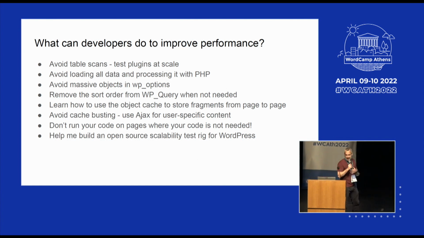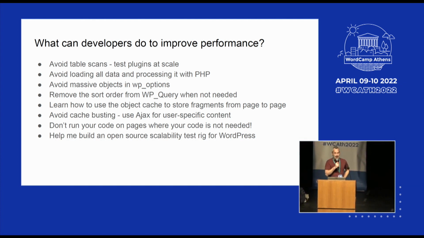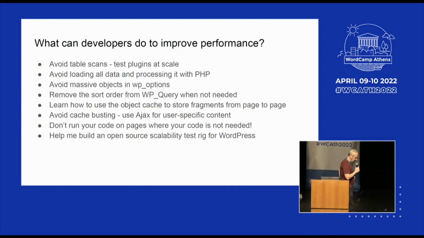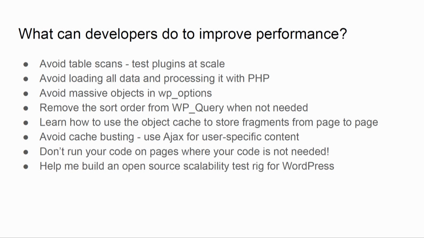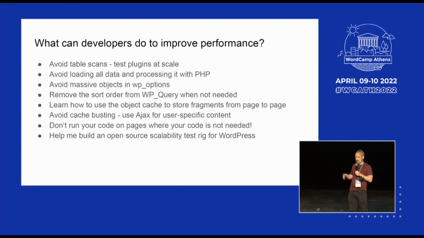Okay, so what can developers do to improve performance? So the first thing is avoid table scans. So test your plugins at scale. You won't know if you have a performance problem when you're developing and testing with 50 products or 50 posts in your site. So one of the things I've done, I've made a testing site. If any of you want a clone of it, I can give you a clone of it. It's got 60,000 products on it already loaded. So you can install all your own plugins and find out if you have any issues.